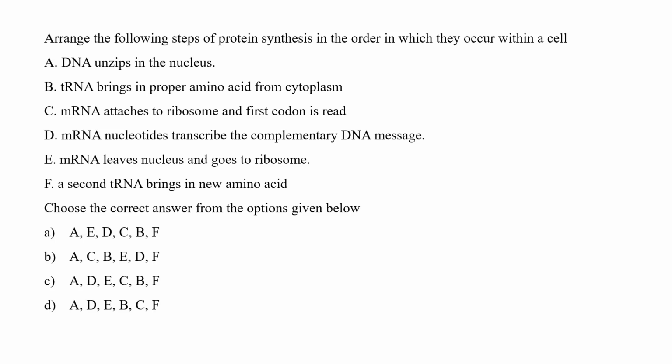Arrange the following steps of protein synthesis in the order in which they occur within a cell. A, DNA unzips in the nucleus; B, tRNA brings in the proper amino acid from the cytoplasm; C, mRNA attaches to the ribosomes and the first codon is read; D, mRNA nucleotides transcribe the complementary DNA message; E, mRNA leaves the nucleus and goes to the ribosome; and F, a second tRNA brings in the new amino acid. So we have to choose the correct answer from the options given below as per their sequence.